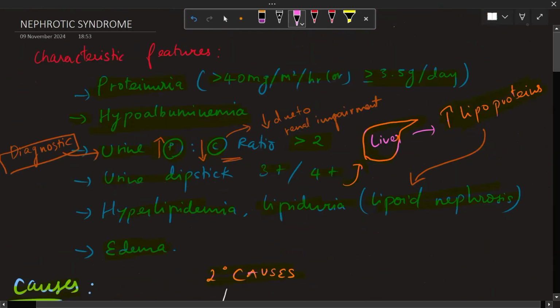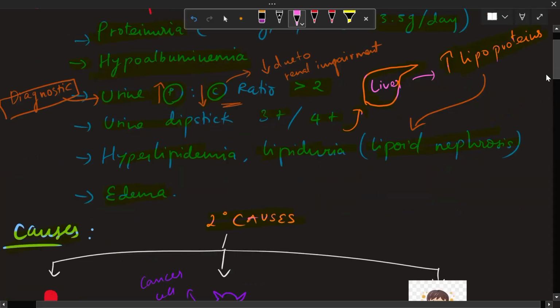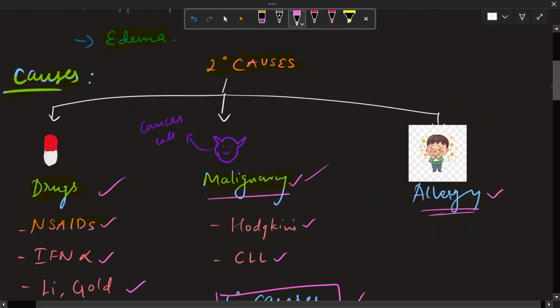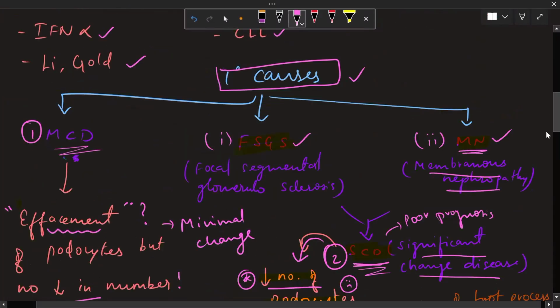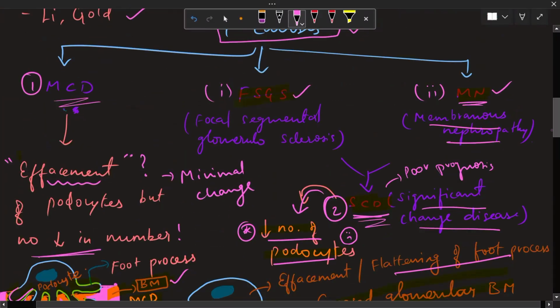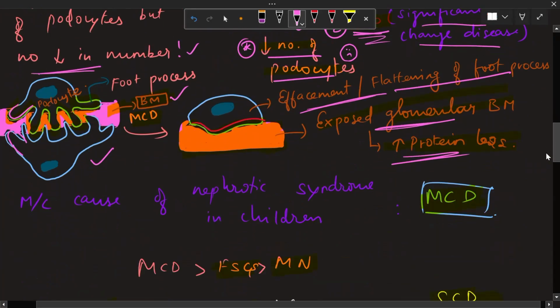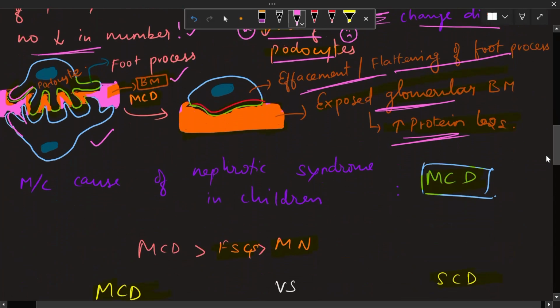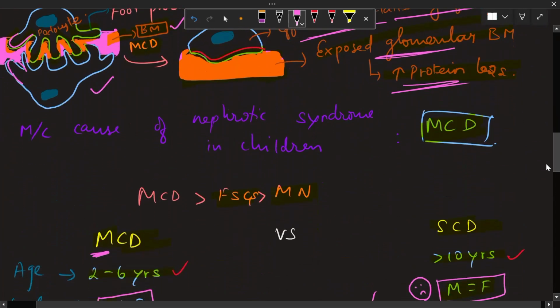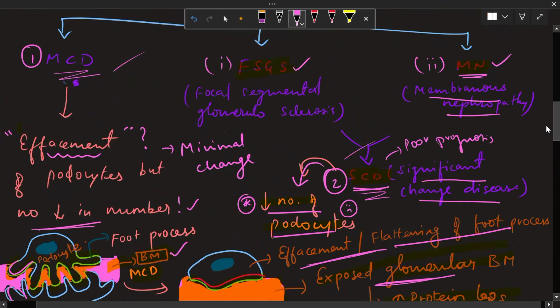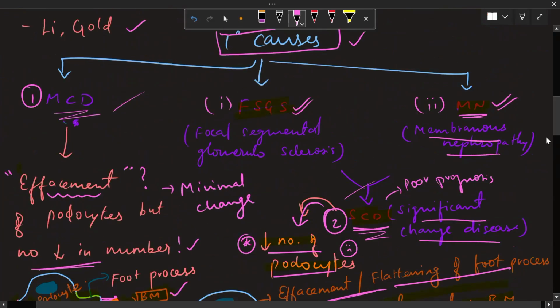And this is about complications of nephrotic syndrome. We have seen about the basic characteristic features and causes, primary causes, secondary causes. Secondary causes include drugs, malignancy and allergy. Primary causes include two major entities, MCD and SCD. MCD is due to effacement of podocytes and no reduction in number. Effacement is flattening of podocytes, which causes exposure of glomerular basement membrane and more area for protein to get filtered through. So protein loss occurs, proteinuria occurs. And in SCD there are two diseases, FSGS and MN.